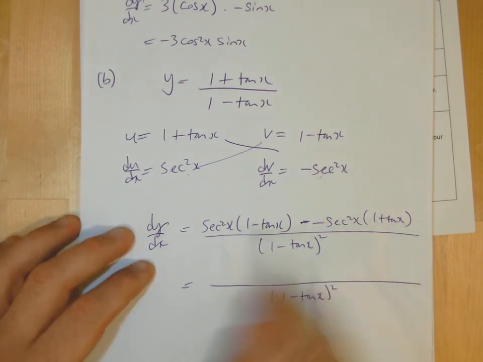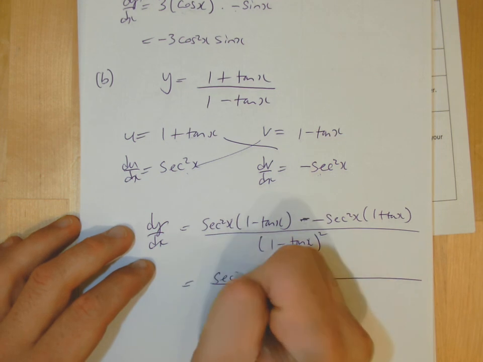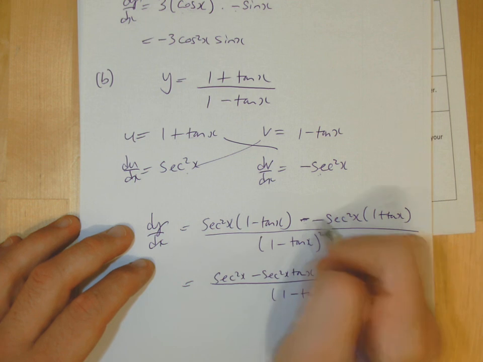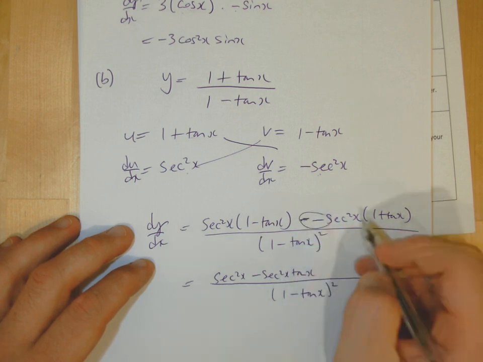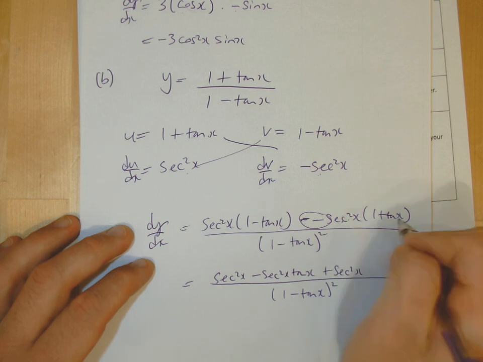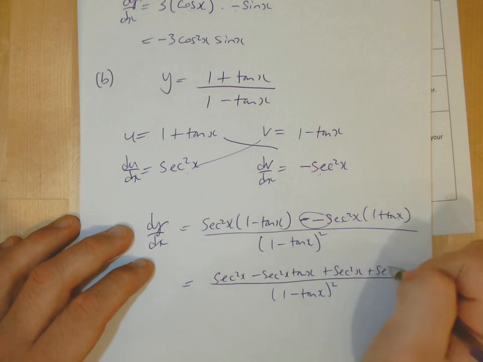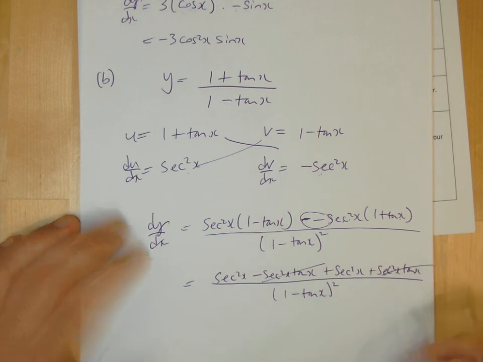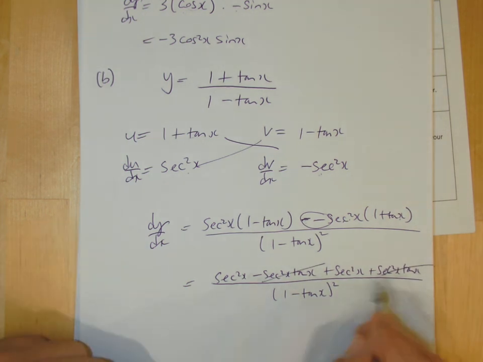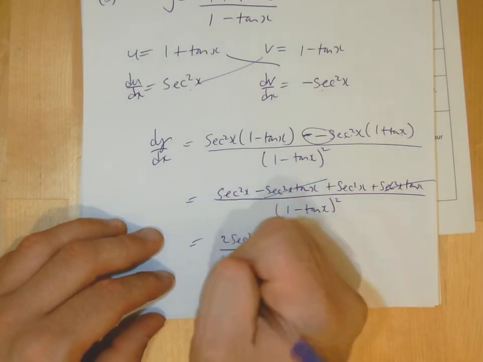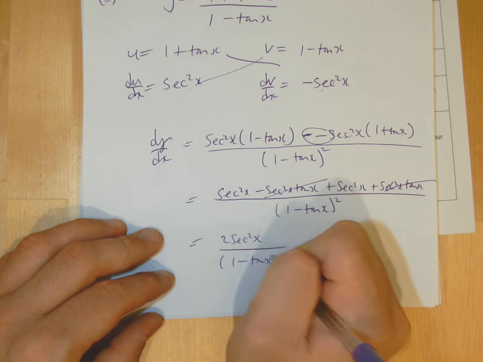It's much better. The top can be multiplied out though, so you get sec squared x minus sec squared x tan x. Notice here now you've got two negatives, we've seen that already, so that becomes a plus. Sec squared x times 1 is sec squared x. Sec squared x times tan x is sec squared x tan x. So the sec squared x tan x terms cancel. You end up having 2 sec squared x over 1 minus tan x all squared.